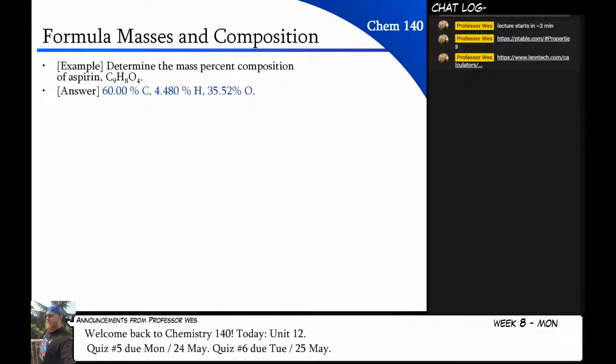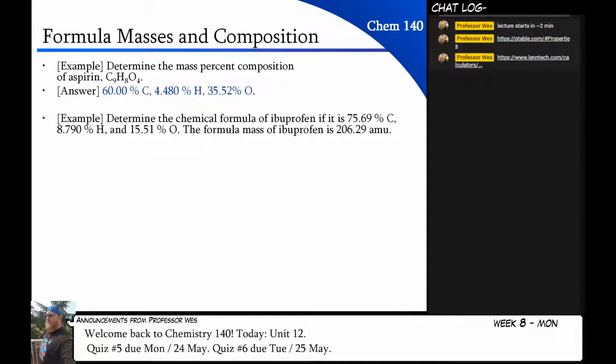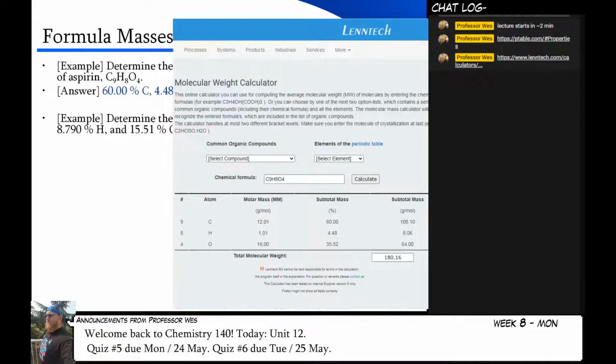Now, once we have these mass percentages, we can start doing other things with them. For instance, what if I had to work backward? I'm going to give you the mass percentage of ibuprofen and its formula mass. Now, notice that I cannot go backward on Lentech, so this is only good if you know the formula. If you don't know the formula, then something you can do is you can just try looking it up in here. Maybe it's in here.